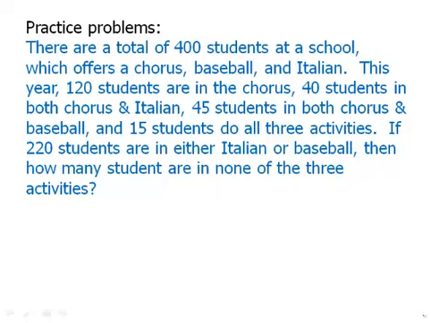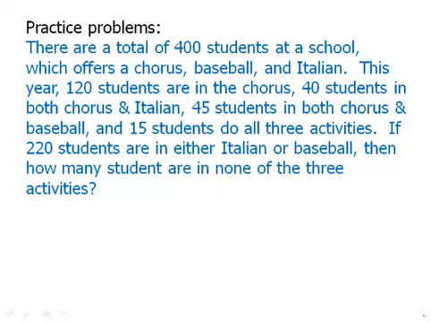Okay, there are a total of 400 students at a school, and this school offers a chorus, baseball, and Italian. This year, 120 students are in the chorus. All right, so that's the contents of one whole circle. 40 students are in both chorus and Italian. 45 students are in both chorus and baseball, and 15 students do all 3 activities. If 220 students are in either Italian or baseball, then how many students are in none of the 3 activities?